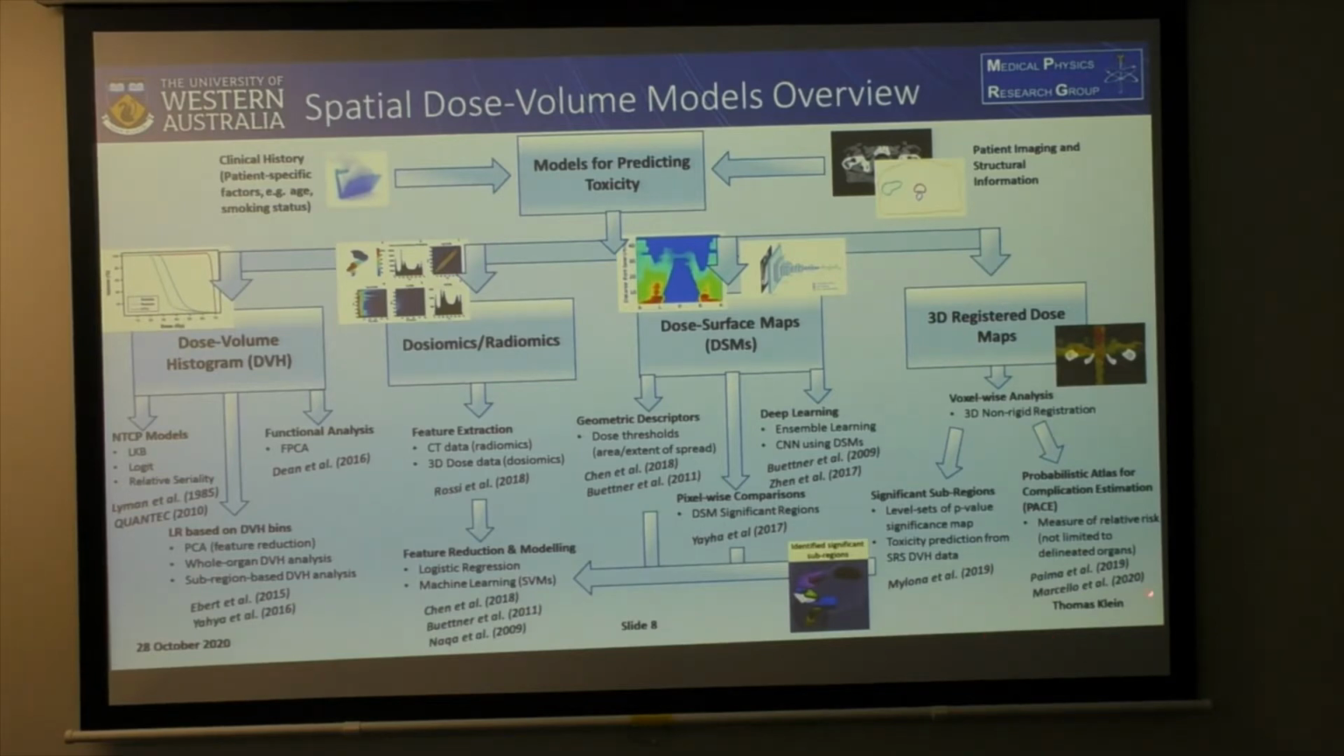Other authors, such as Marcello recently, have performed a voxel-wise analysis without requiring any prior delineation of organs, and have also produced 3D maps illustrating the spatial correlation between the dose and anatomy. And we plan to use a similar method to generate a probabilistic atlas for complication estimation using the methodology developed by Palmer for this project.